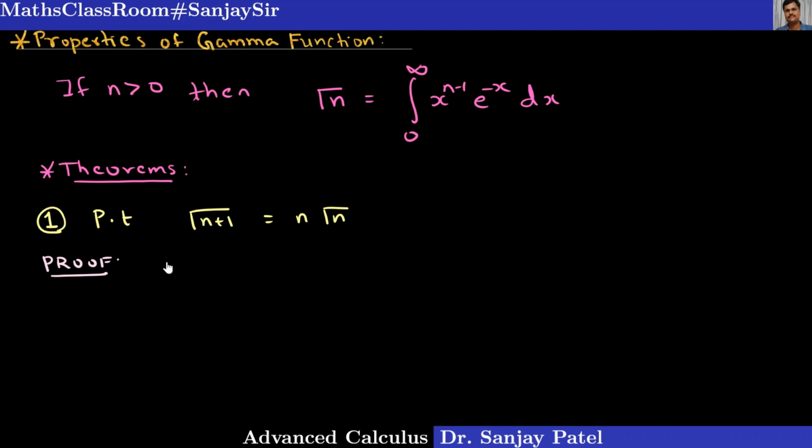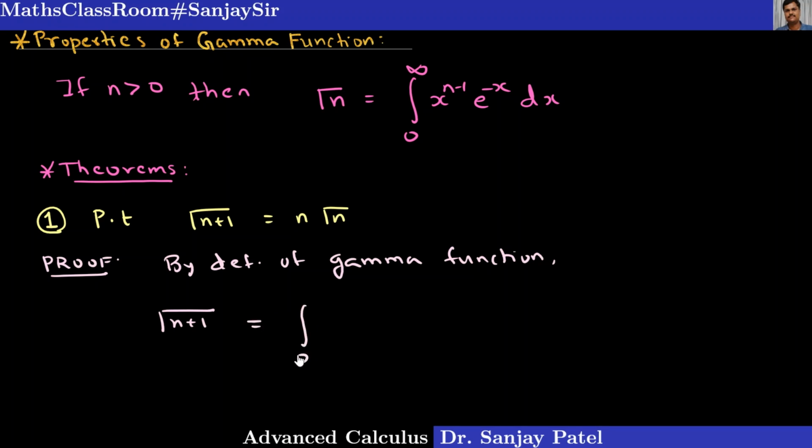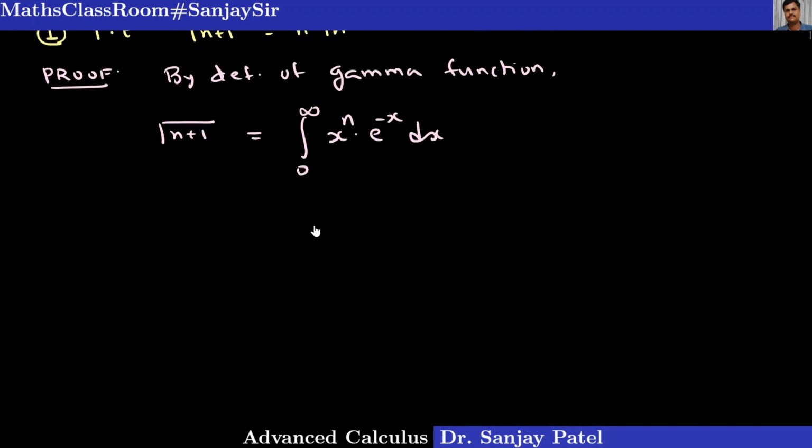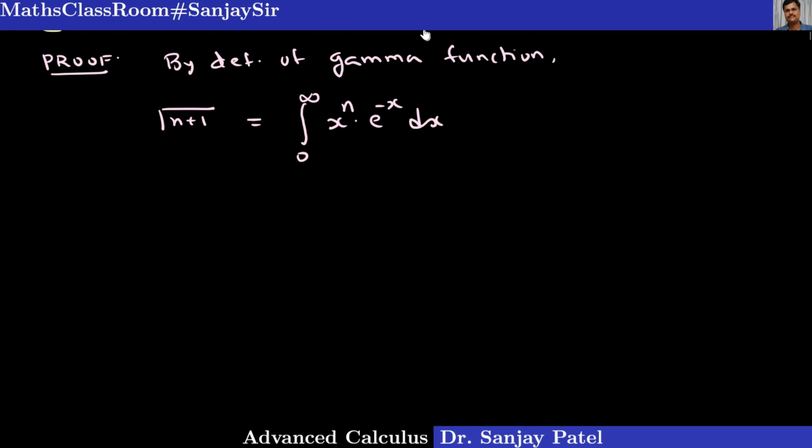By definition of the gamma function, we can write the value of gamma of n plus 1 as the integral from 0 to infinity. Just put n equal to n plus 1, so this becomes x raised to n into e raised to minus x dx. This is just from the definition. Now I want to find the value of this integral, so I will use the integration by parts rule.